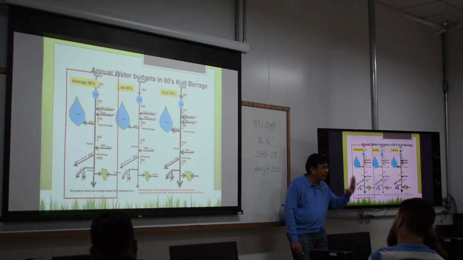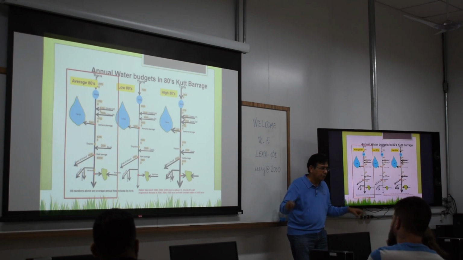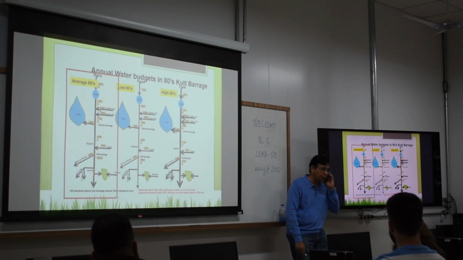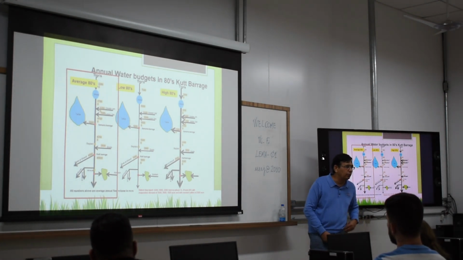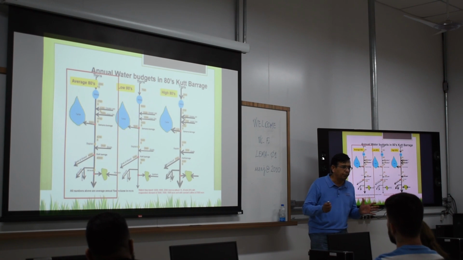What you need is only 5,000 million cubic feet of water to maintain the Al-Hawaiian marsh of 4,000 square kilometers. Only 5,000 is what you need. So what you get is almost 40,000, 47,000 back. So you have plenty of water in the 80s.